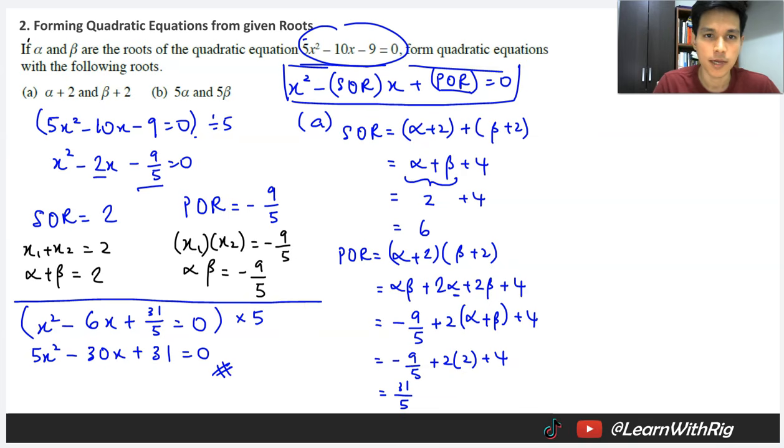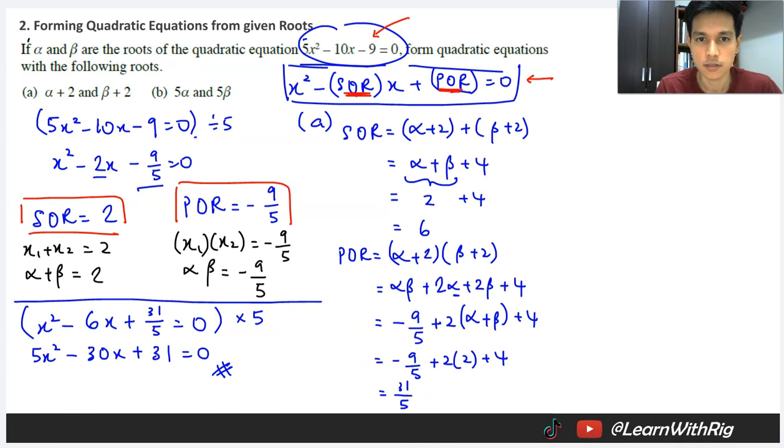So in general, what I did was I used this equation, and I made it into this format. And then I compared it with this equation to find my SOR and POR. So I've already gotten SOR is 2, POR is this.